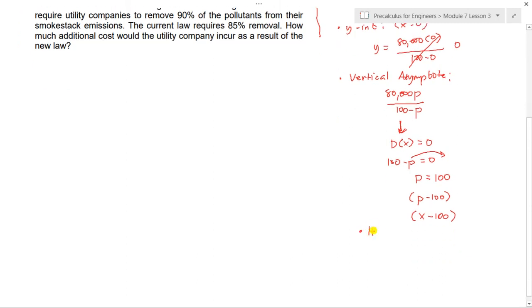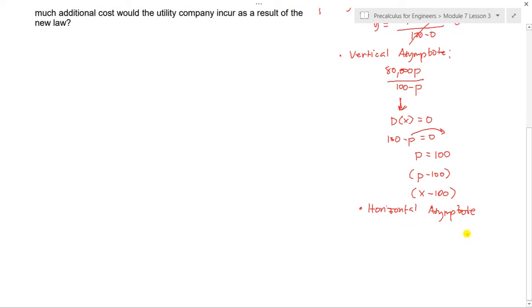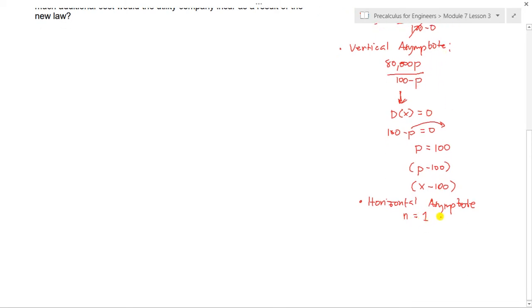How about our horizontal asymptote? Okay, our horizontal asymptote is we're going to look first the degree of the numerator. So what is the degree of our numerator? So from our given, that is 80,000P, that is of a first degree. How about the degree of the variable in the denominator? That is still 1. So here we can say that n is equals to m because 1 is equals to 1.